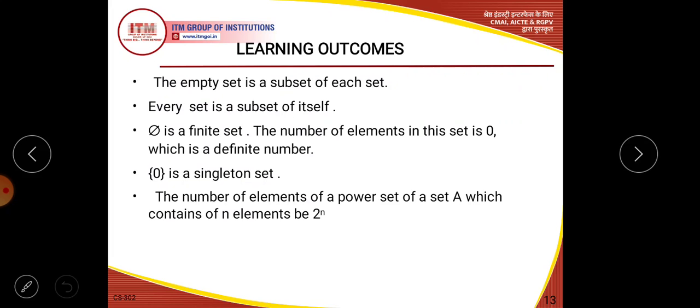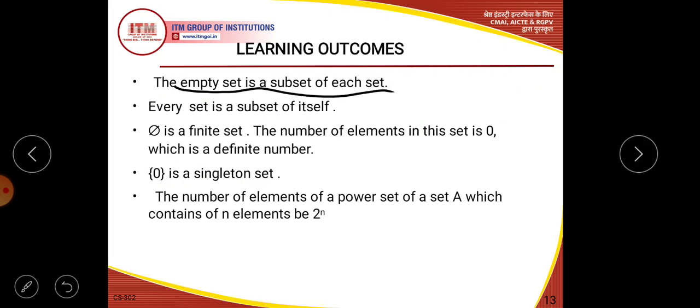Now, apart from that, we have also learned these points, which I will go through. The first point is that the empty set is a subset of each set. So this is a very important point. Each set has at least one subset, which is the empty set. I think this point is clear to you. Now come to the next point. Every set is a subset of itself.